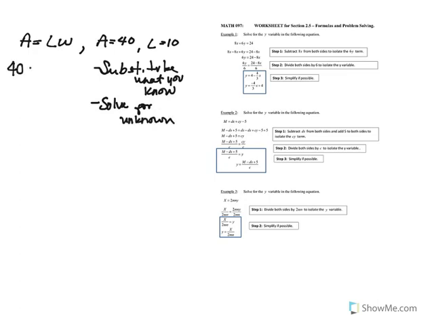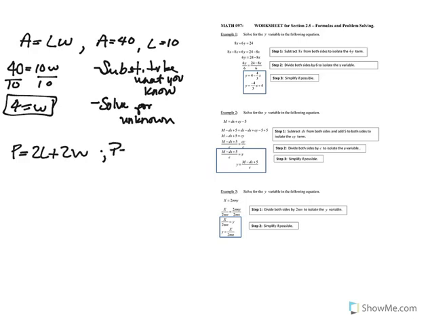So I have 40 is A, L is 10. I don't know W. So 40 equals 10 times W, right? So we're just going to divide both sides by 10. So W is equal to 4. Okay? So given some formula or given some equation and values for certain variables, you should be able to solve for anything that is not given, right? For the remaining variable.